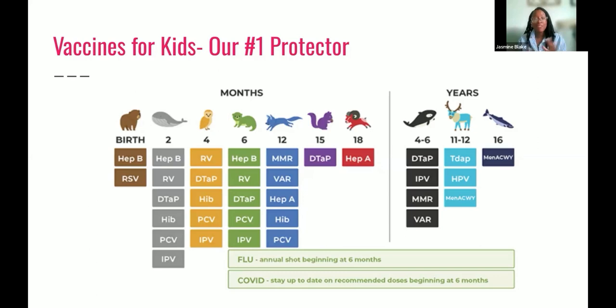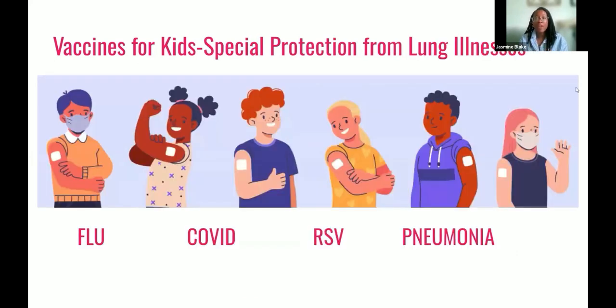Children get many vaccines in their lives, as you can see here, but a lot of the vaccines that you see on this screen are targeted specifically to illnesses that impact the lungs and the respiratory tract of kids. Can't emphasize enough that vaccines are our number one protector of serious illness in kids. And specific vaccines that help to take care of kids from any respiratory or lung illnesses are the flu, COVID, RSV, and pneumonia vaccines. The flu vaccine is given every year, and the makeup of the flu virus changes every year, and that's why we have to get a flu vaccine every year.